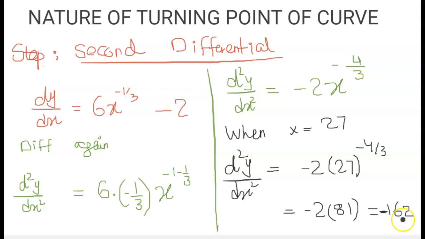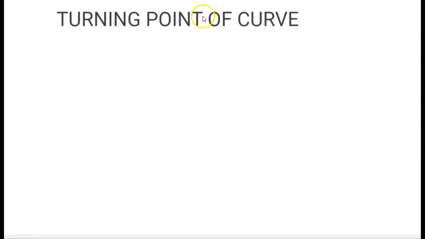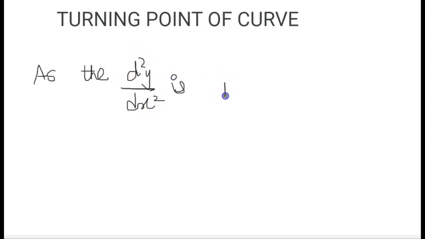I don't care about what the number is. I care about only the sign. So you can write down, as the second differential is negative, so this point is minima, which means the turning point is going to be the minima. If I do on the next slide, as the second differential, we don't care about the number, is a negative.